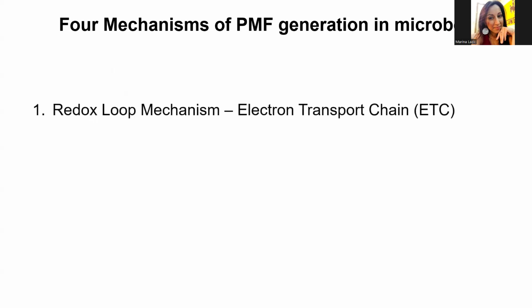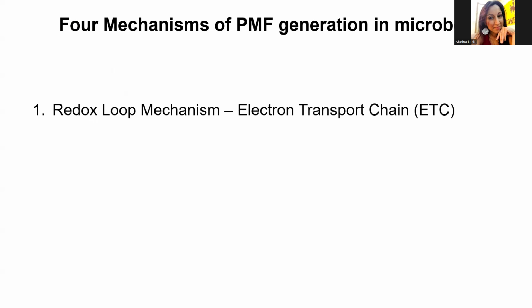So one is a redox loop mechanism, which is this simple electron transport chain. And I say simple, even though it's not very simple, because that's the most common and that's what we all learned and we all understand. So all those proteins inside of the membrane, complexes 1, 2, 3, are called redox loop mechanisms.